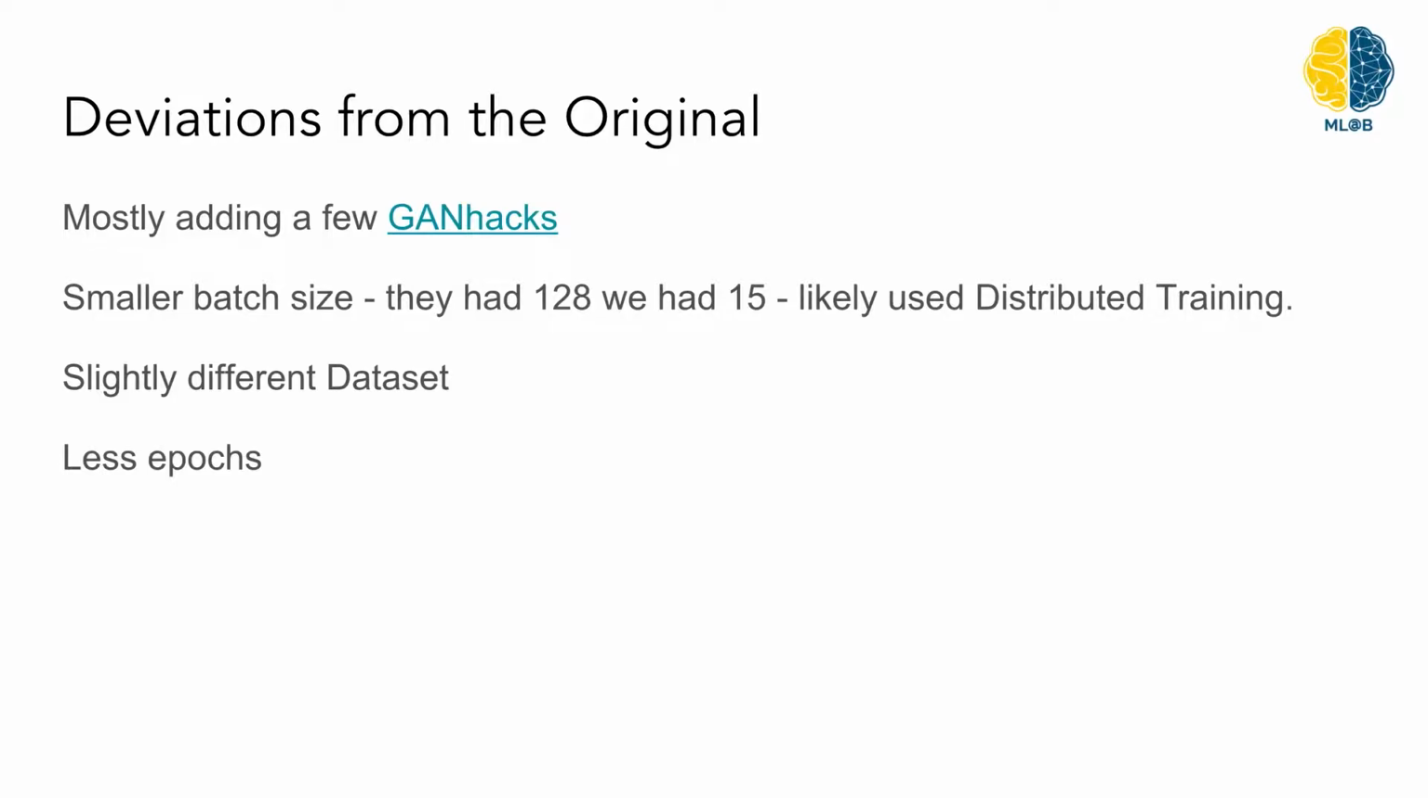Next, we were unable to replicate the batch size used in the paper. We were limited to a single GTX 1080 GPU, and thus could only fit 15 256 by 256 images into the VRAM. The paper lists that they actually used a batch size of 128. It's likely that they used distributed training, something that I didn't have a chance to implement.